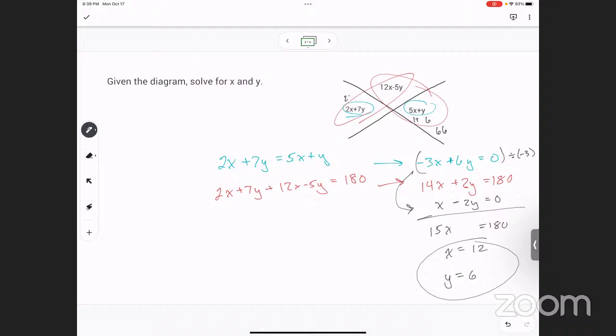Plug in 12, that's 24, plus plug in 6, that's 42, I think. 42, and that's 66. Yeah, so that checks out. Plug in 12, that's 144 minus 30, that's 114, and that checks out as well. Okay. Got it?